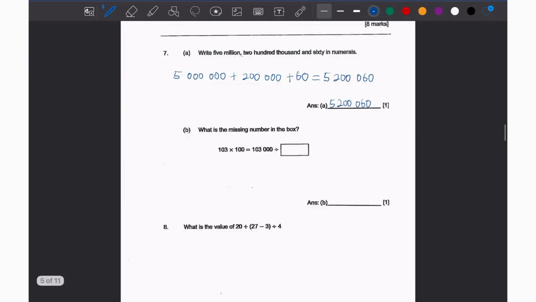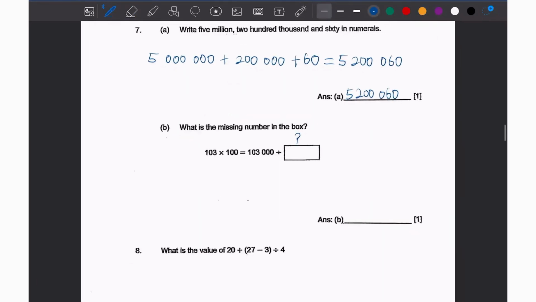Okay, part B. What is the missing number in the box? We are given that 103 times 100 equals 103,000 divided by blank. We're supposed to find this value here, the question mark. So we work out what is 103 times 100. You multiply by 100, and 100 has 2 zeros, so you just write the 2 zeros at the back.